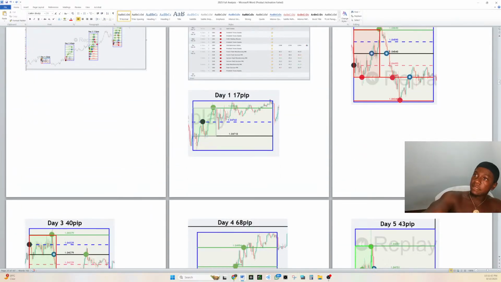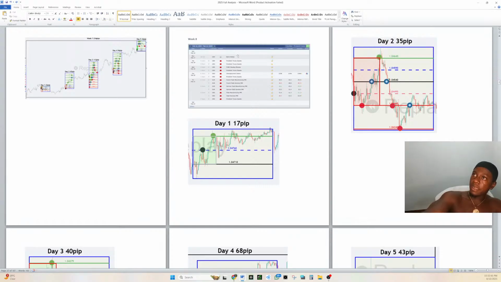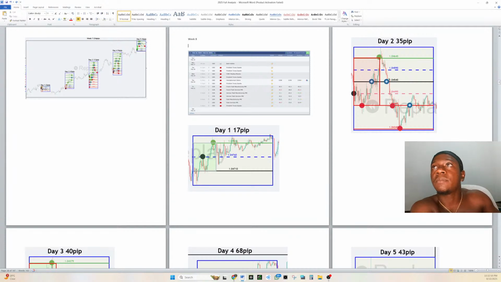Week 8. What do we got? Week 8, we got a bank holiday. February 17th, I think that is Martin Luther King Day. Show MLK bank close day.